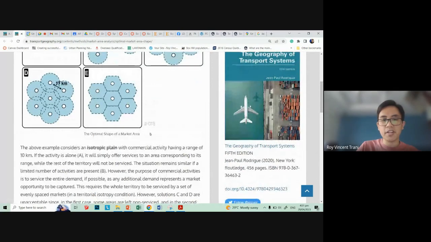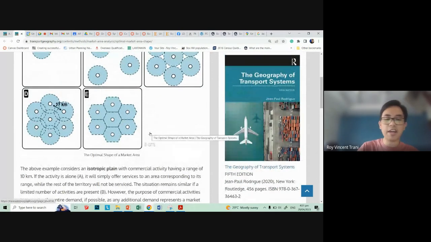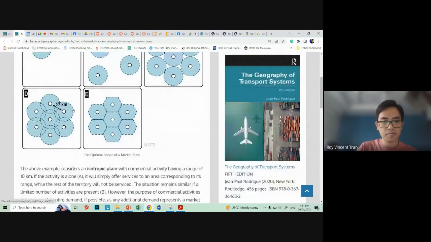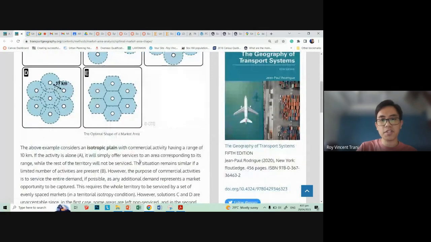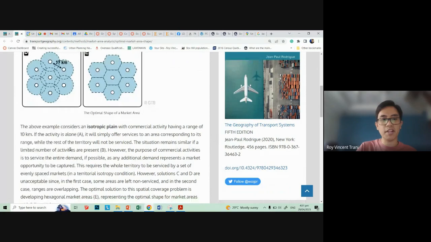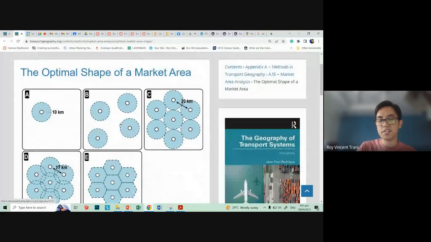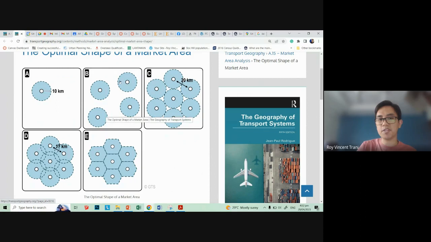The above examples consider an isotropic plane, a flat plane where everything is the same, with commercial activity having a range of 10 kilometers. If the activity is alone, A, it will simply offer services to an area corresponding to its range, while the rest of the territory will not be served. This situation remains similar if a limited number of activities are present. B, I think we see this in Cebu, where you have different Jollibees, different KFCs, and no competitors being attracted to each other. I think this happens more in the rural areas.